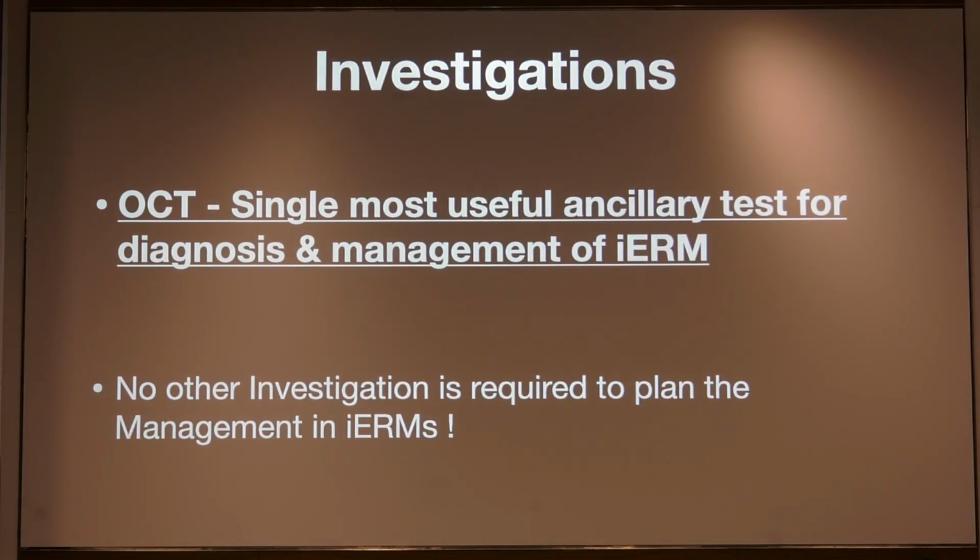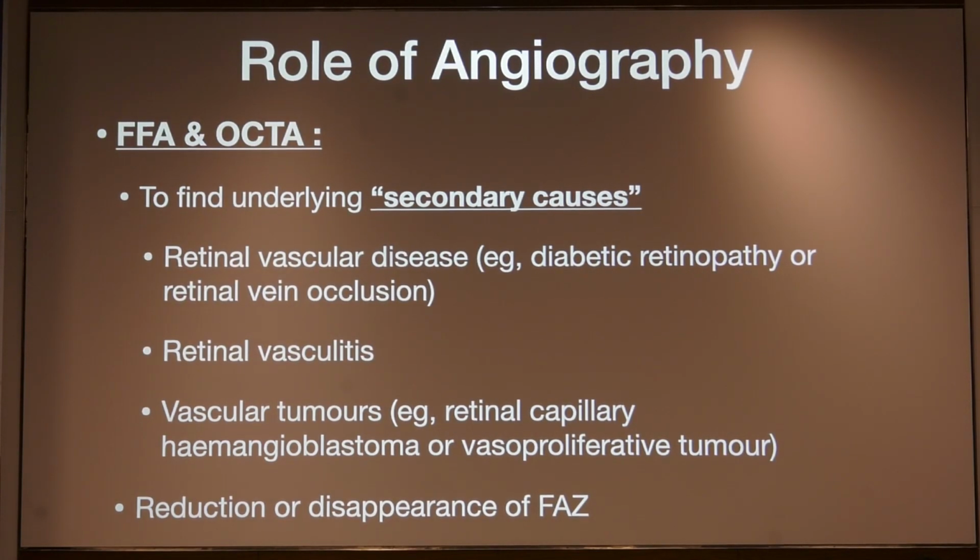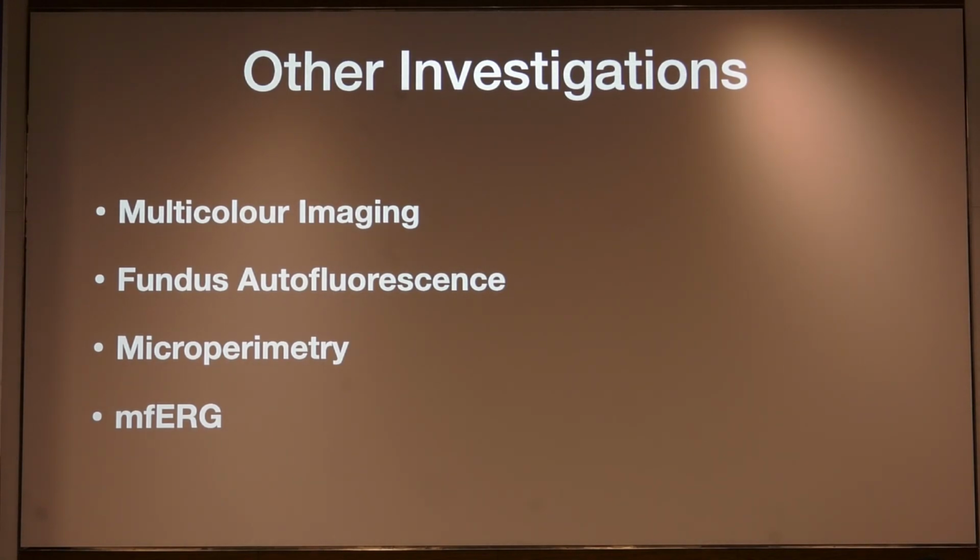Investigations: OCT is the single most useful test to diagnose an idiopathic ERM. Honestly, there is no other investigation that is required to plan management of these ERMs. Role of angiography is only to see a secondary cause. Retinal vascular diseases can be there, underlying vasculitis can be there, vascular tumors can be there, and also to see the reduction or disappearance of the foveolar avascular zone in order to prognosticate the case. Other investigations such as multifocal, multicolor imaging, autofluorescence, microperimetry, and mfERG are mainly used for research and prognostication purposes.